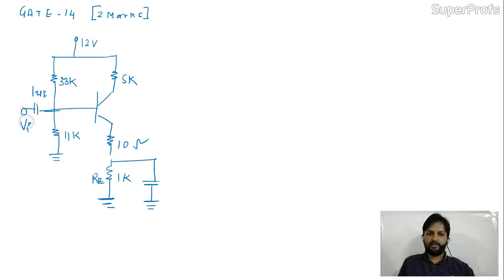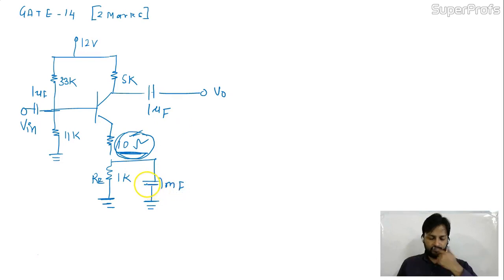And this is Vin I'm applying over here, and over here I'm taking output. This is 1 microfarad given. This is your question: 33, 5K, 10 ohm. Here the students make mistakes over here only. They'll write it 10K and everything will be spoiled. Okay. Here the value is 1 microfarad.